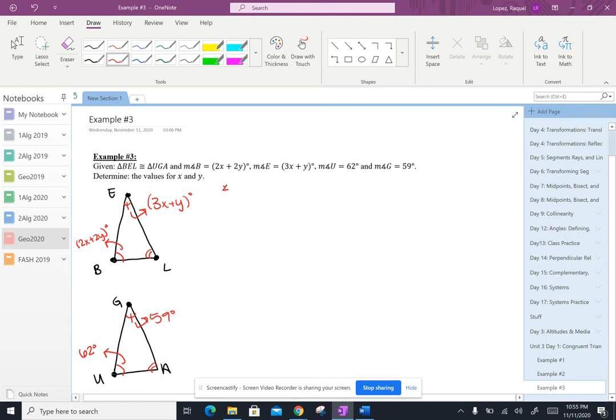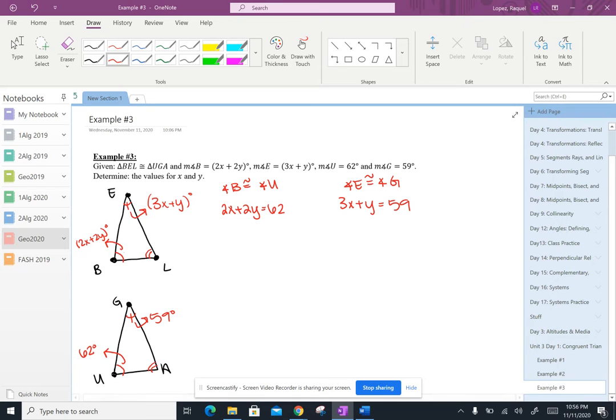I know that the measure of angle B is equal to the measure of angle U. So with that in mind, I can set up the equation 2x plus 2y equals 62. Okay, so that's one equation. And I also know that the measure of angle E is congruent to the measure of angle G, which means that 3x plus y equals 59. Well, it looks like we've got a system on our hands.